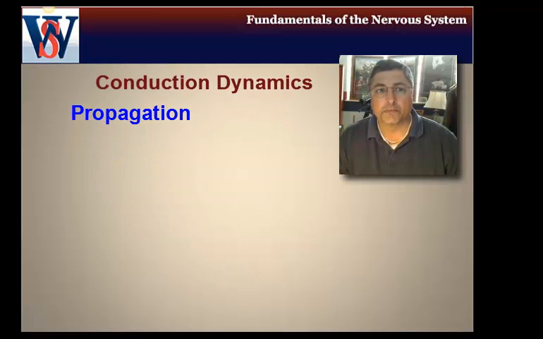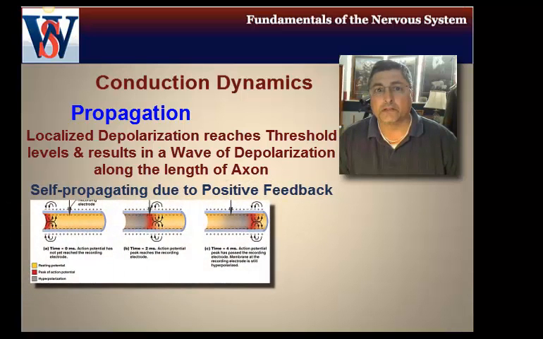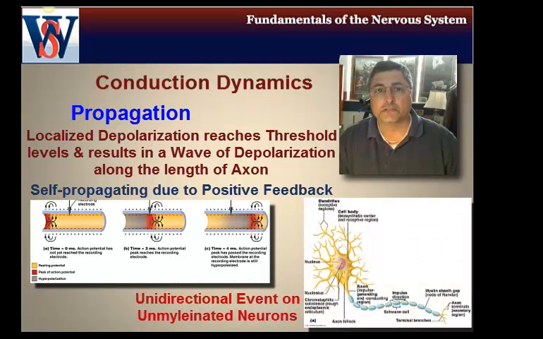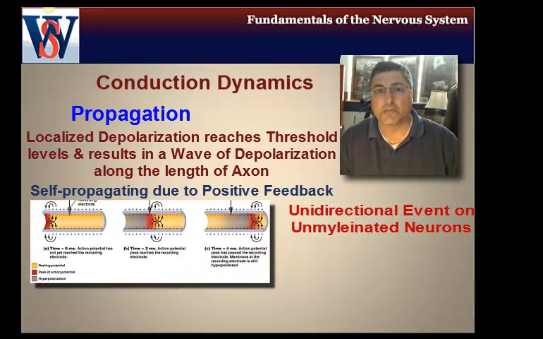Let's start with propagation. If an action potential is to serve as the neuron signaling device, propagation must occur. And propagation is the conversion of a localized depolarization event into a wave of depolarization along the entire length of the axon. An action potential is self-propagating, if you recall. It's a positive feedback mechanism that is at play here of opening and closing of sodium and potassium gates. Now this is going to be a unidirectional event because it's going to typically start at the axon hillock and go to the axonal terminal. And we are talking about the electrical events that are being conducted down an unmyelinated neuron.